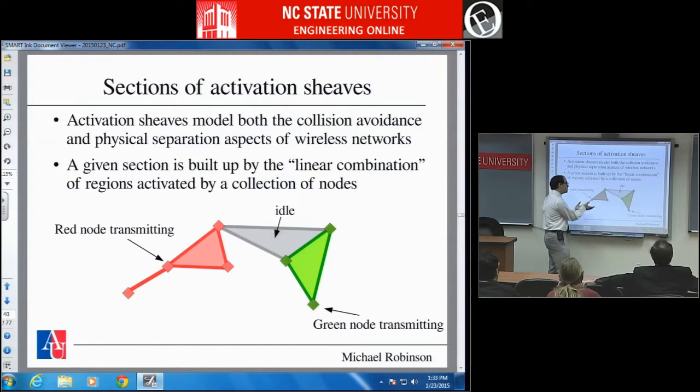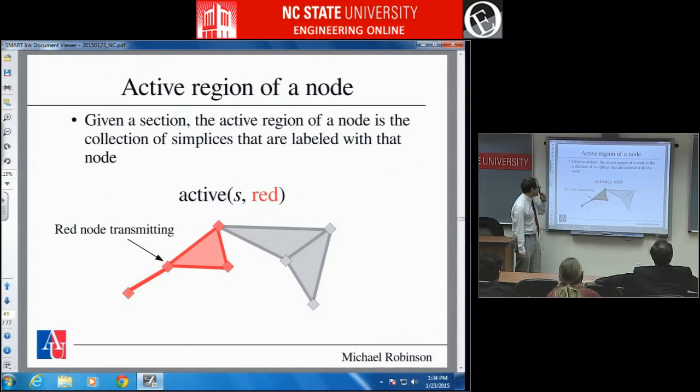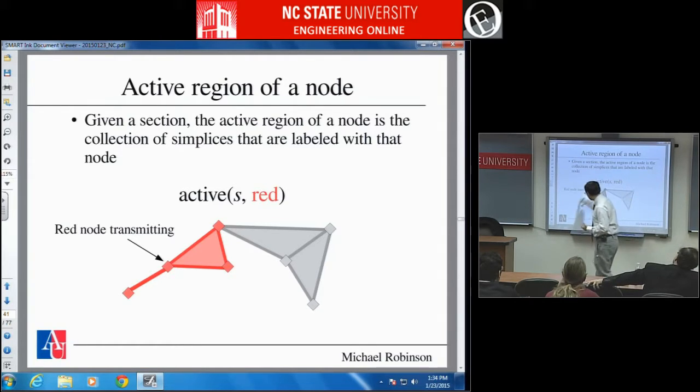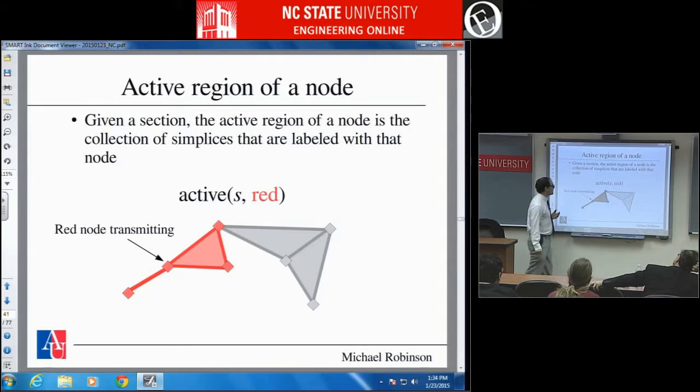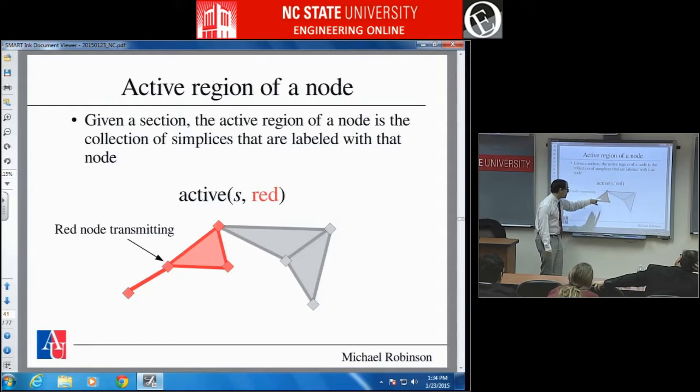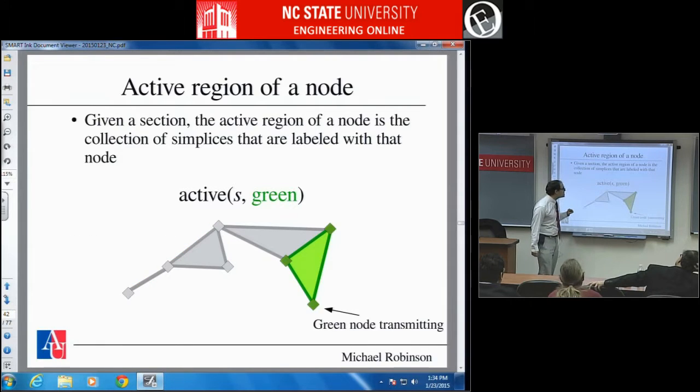So I can think about tearing apart just the red or just the green region, associating them to the various transmitting nodes. So for instance, I can call the active region the portion of a given section. So here's S as a section that I've got. The portion of the section that is hearing red transmitting is right here, this portion. And it's not these particular faces of my simplicial complex. It's just these faces. So all the nodes, all the edges, and that two-face are part of the active region for red in this section that we were just looking at. Similarly, here's the active region for the green node.